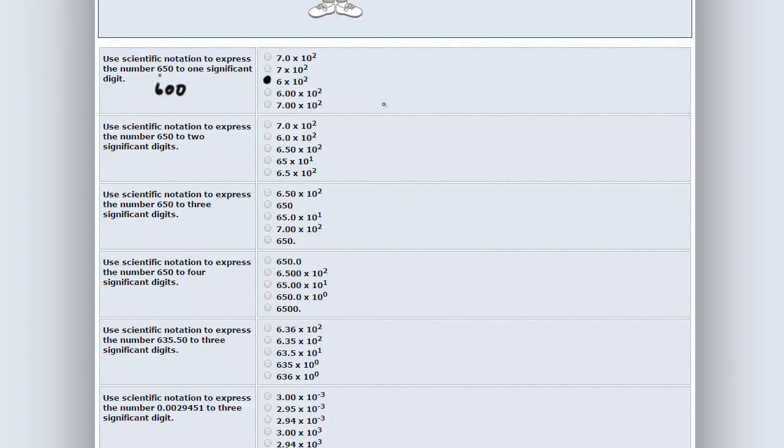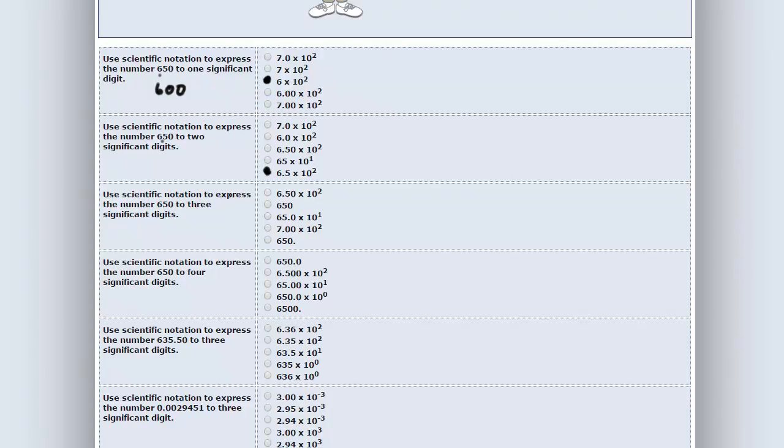Use scientific notation to express 650 to two significant digits. Okay, 650 to two significant digits. That's going to be 6.50. No, excuse me, 6.5 times 10 to the 2. Two significant digits using scientific notation.